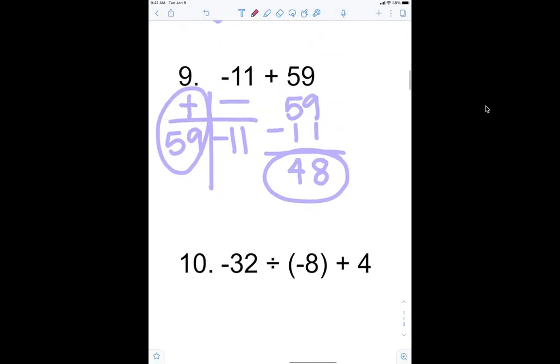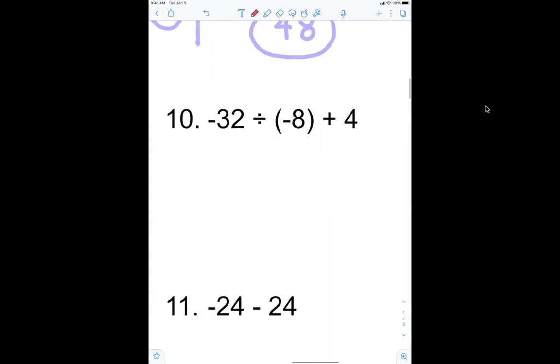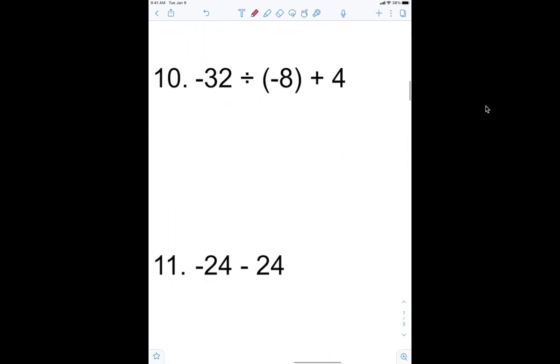Now here we go. Here's some more steps. Okay. So I've got division and I've got addition. So obviously division is going to go first. So I've got negative 32 divided by negative 8. So we're going to pretend negatives aren't there, and we're just going to divide 32 by 8. And I know 8 can go into 32 4 times.